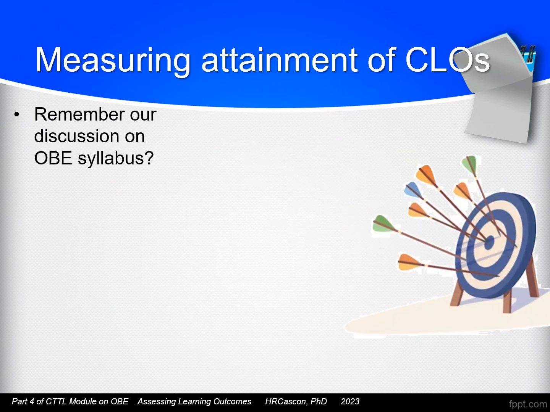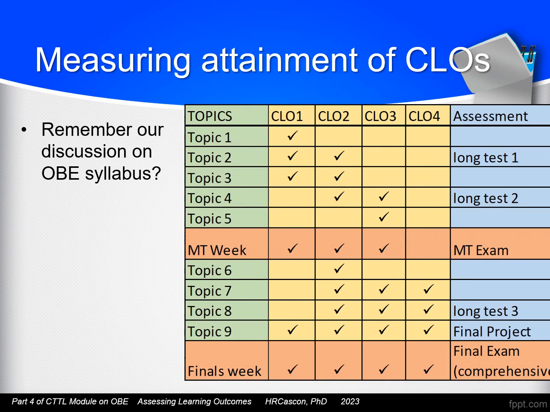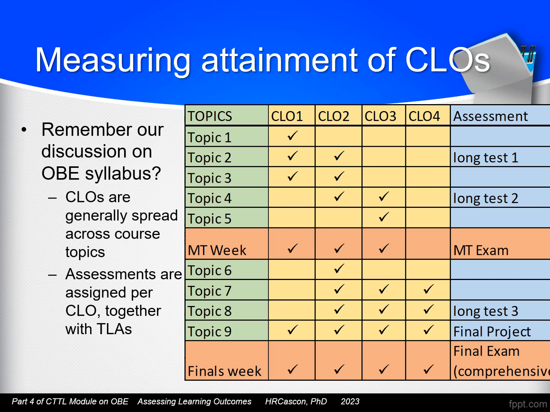Remember our discussion on OBE syllabus. The course is mapped onto some program outcomes. Within a course, we write CLOs, and by extension, these CLOs have to be aligned to the program outcomes previously mentioned. CLOs are generally spread across course topics, with assessment and TLA also assigned.